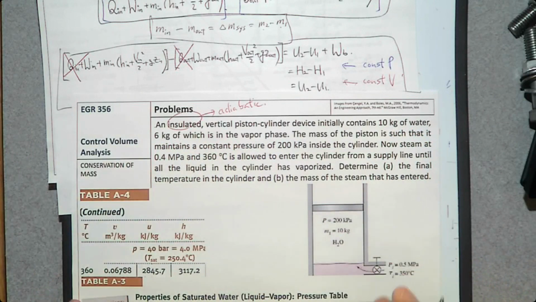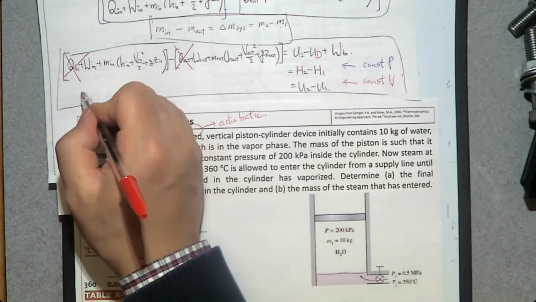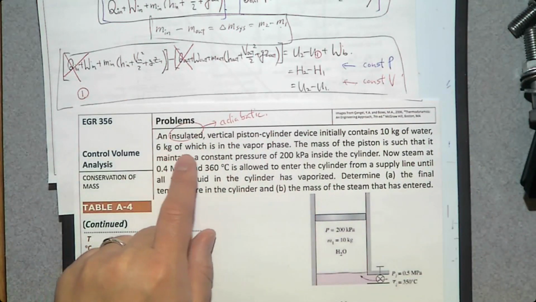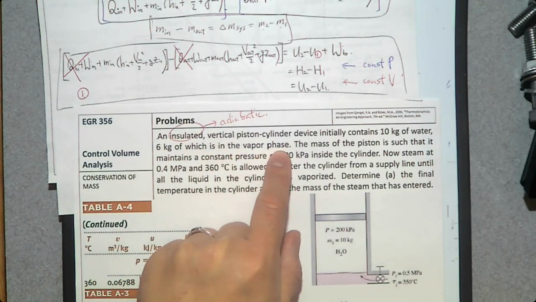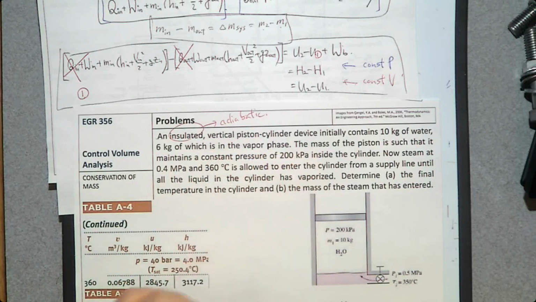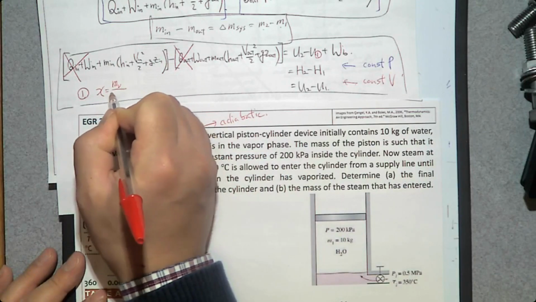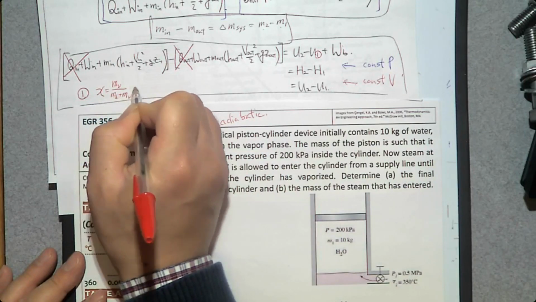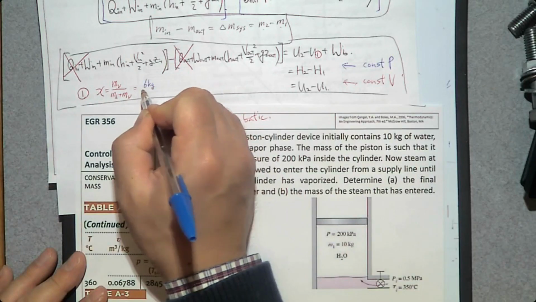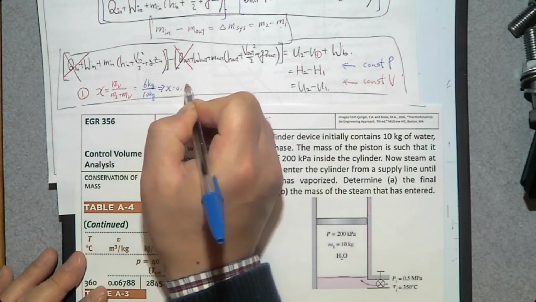So where is the initial condition? This one, number 1. At the initial state, number 1, we have 6 kilograms in the vapor phase, which means 4 kilograms in the liquid phase. So how do we determine quality X? Mass of vapor over mass of liquid plus mass of vapor. We have 6 kilograms of vapor out of 10 kilograms. So what is the quality X? 0.6.